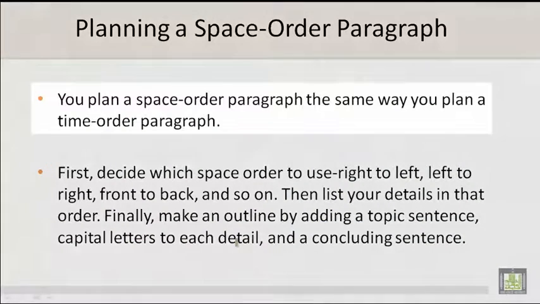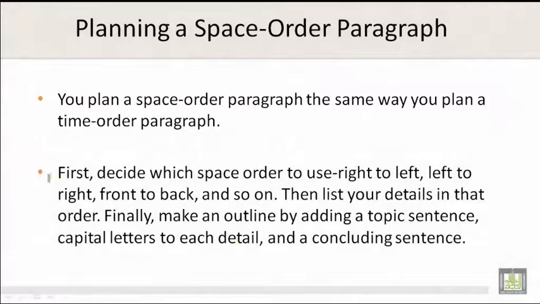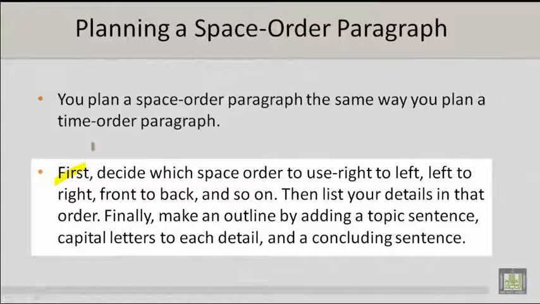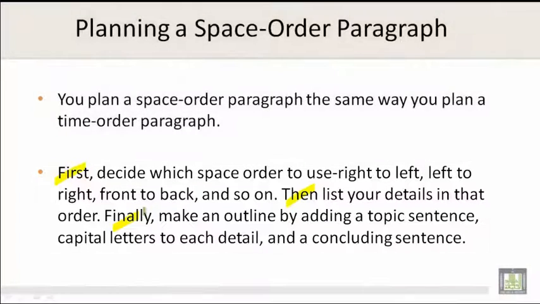You plan a space order paragraph the same way you plan a time order paragraph. First, decide which space order to use: right to left, left to right, front to back, and so on. Then, list your details in that order. Finally, make an outline by adding a topic sentence, capital letters to each detail, and a concluding sentence.